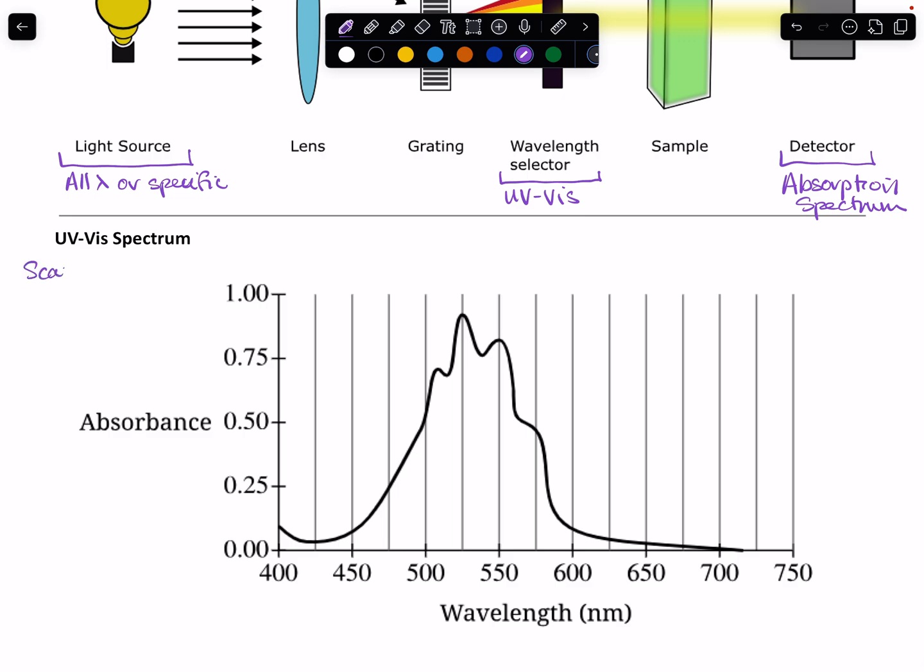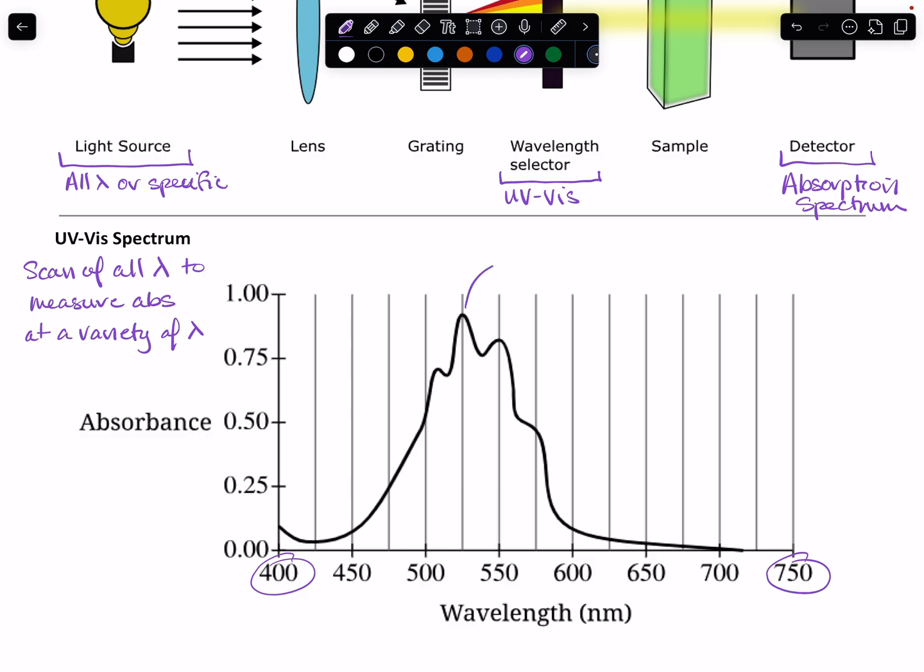This is a scan of all wavelengths to measure absorption at a variety of those wavelengths. All right, so we're not looking at one single wavelength, we're scanning. In this case, the scan runs from 400 to 750 nanometers, which is right there inside our visible region, a little bit of UV in there. All right, what we see here is a spectrum that's got multiple peaks.